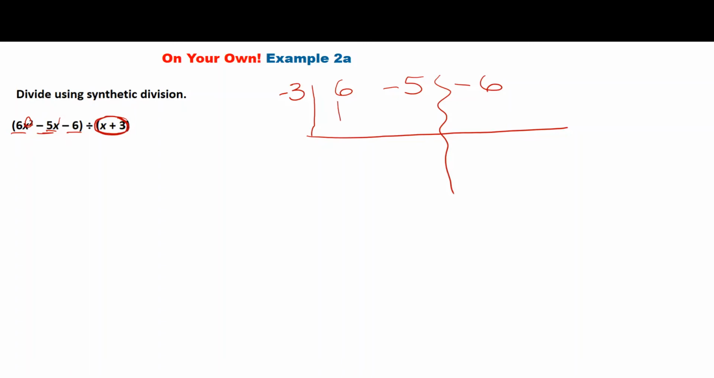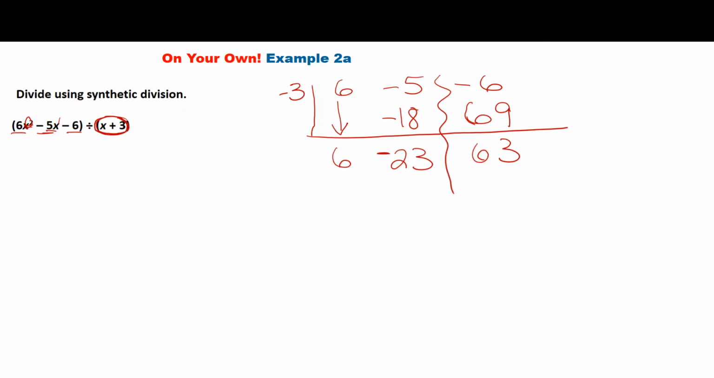So now let's bring our 6 straight down. Multiply. Negative 3 times a positive 6 is a negative 18. Negative 5 plus a negative 18 is negative 23. And negative 3 times negative 23 is a positive 69. And negative 6 plus 69 is 63. Okay, so there we've finished.